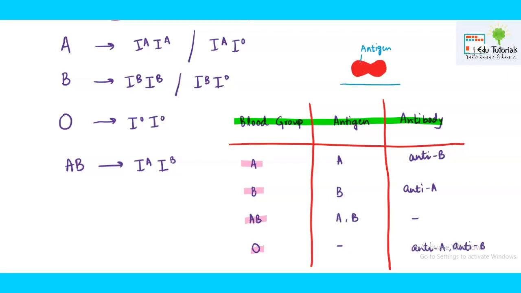Depending upon the blood group, the antigen would be there. So in the case of B blood group, the antibody will be anti-A. In the case of AB blood group, both the antigens will be found on the surface of RBC, but there will be no antibody in the plasma. However, in the case of O, there will be no antigen on the surface of RBC, but both antibodies will be found in the plasma.